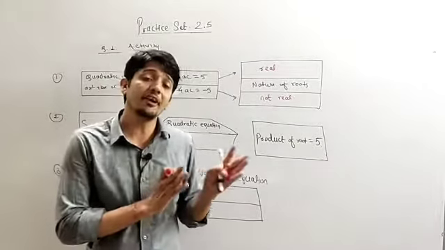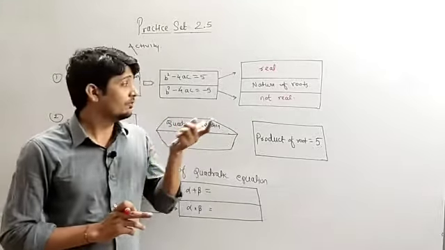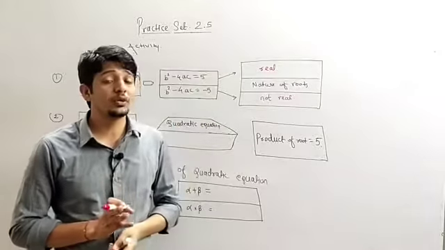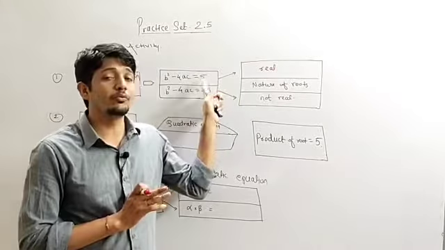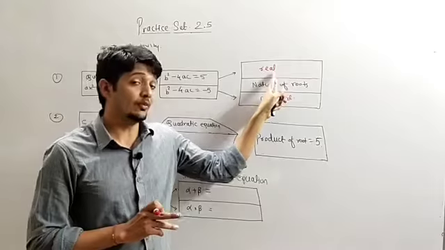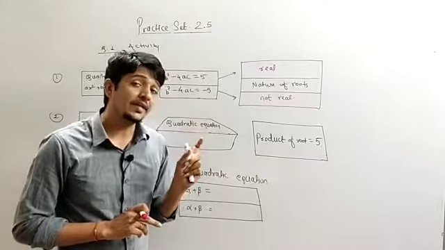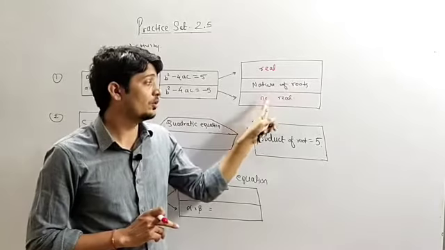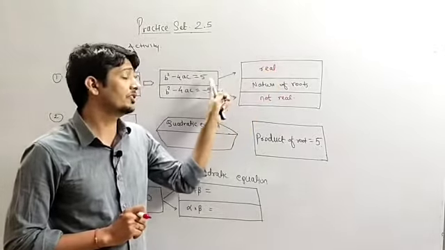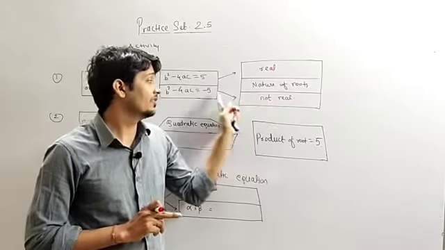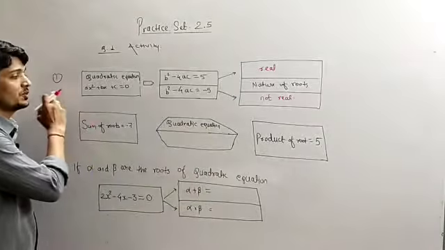If b square minus 4ac, that is our discriminant, is 0, then we say the roots are real and equal. If the discriminant is more than 0, any positive value, then the roots are real. If the discriminant is negative, the nature of the roots will be not real. On that basis we have written here it is real because it is greater than 0, and it is less than 0, that means it is not real. So we have completed our first problem.